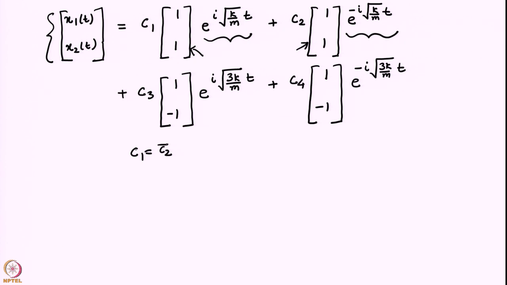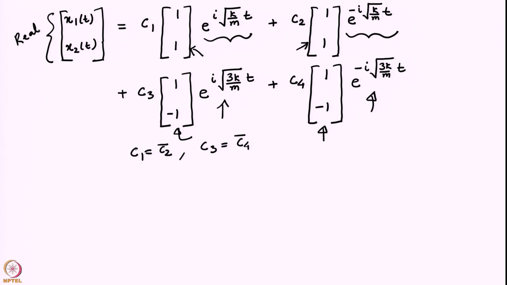We will find that. Similarly, this and this are complex conjugates of each other. Once again, the eigenvectors are the same in both the terms, and so C3 and C4 will have to be complex conjugates of each other in order to keep x1 and x2 real. This will come out automatically. So we will have to determine C1 and C2 in terms of initial conditions.